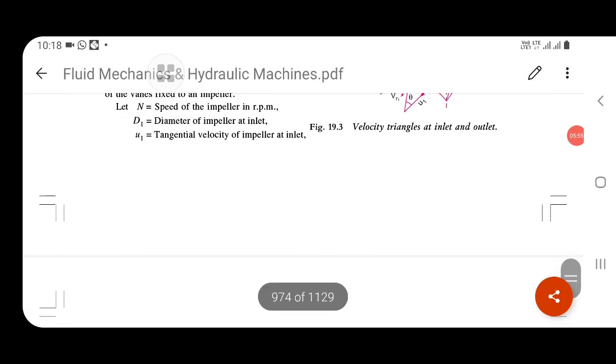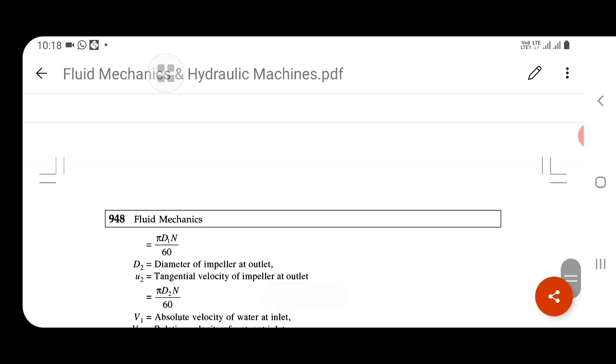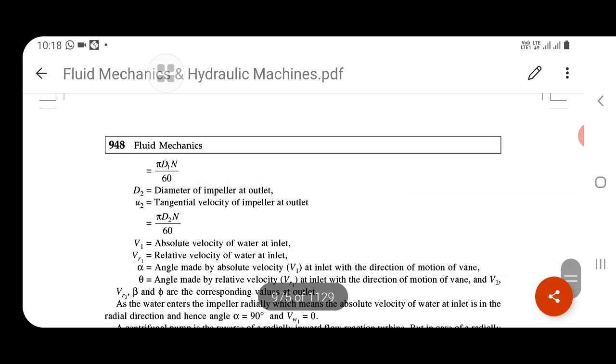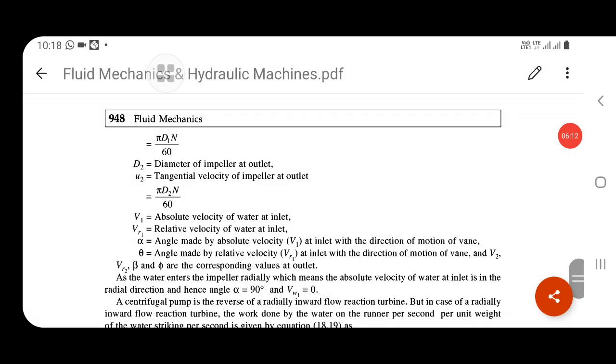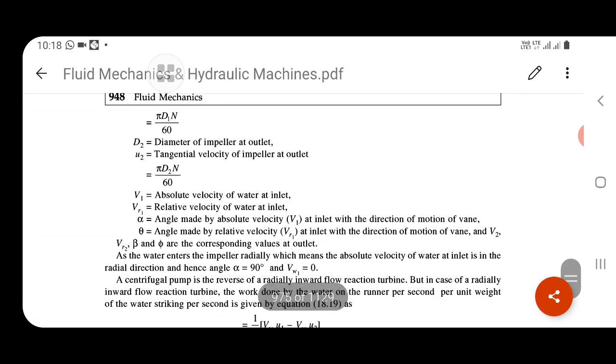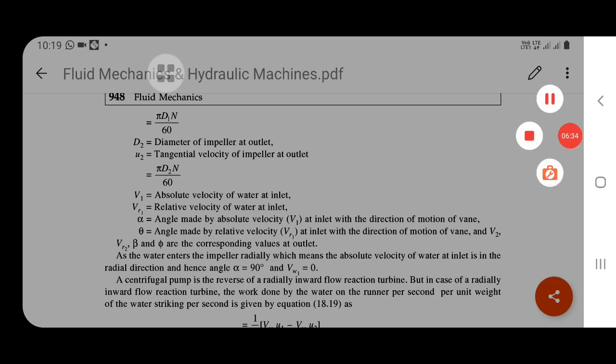So U1 is equal to pi D1 N upon 60. Similarly, U2 is pi D2 N upon 60 at the outlet. V1 is the absolute velocity of water at inlet. VR1 is the relative velocity of water at inlet. Alpha is the angle made by the absolute velocity at inlet in the direction of motion of wheel. Theta is the angle made by the relative velocity VR1 in the direction of wheel. V2, VR2, beta and phi are the corresponding values at outlet.